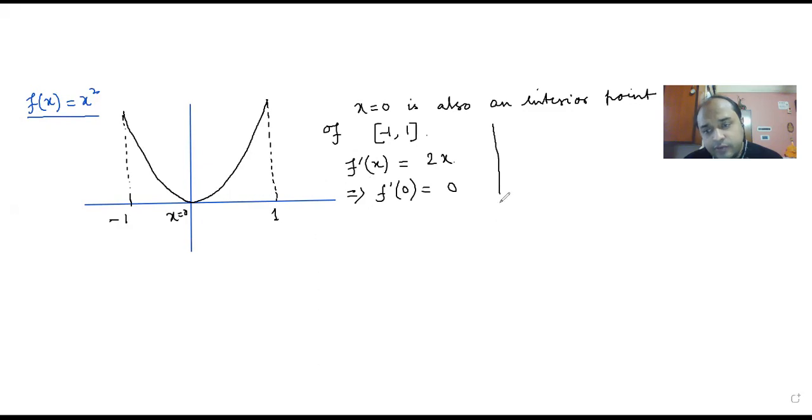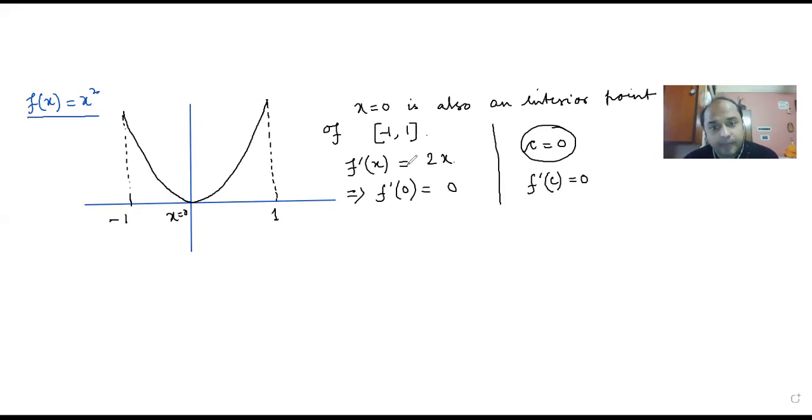So here if you try to correlate this statement with the corollary of the interior extremum theorem, you will see that the interior point C is 0 over here, and f dash C equal to 0.